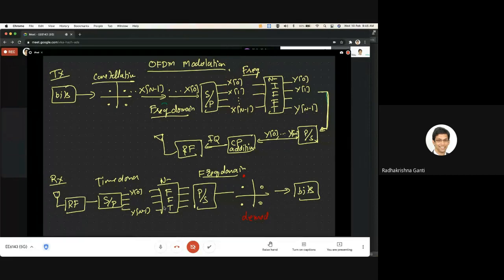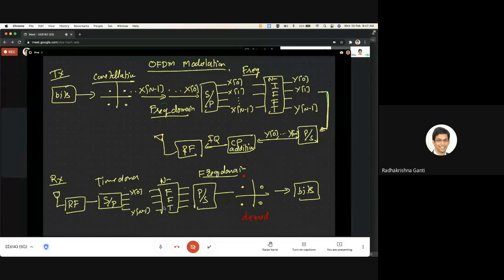Okay. So I'm going to stop now because the next thing is cyclic prefix addition and bandwidth of the signal and other things. Before I move on, I'll do it in the next class.